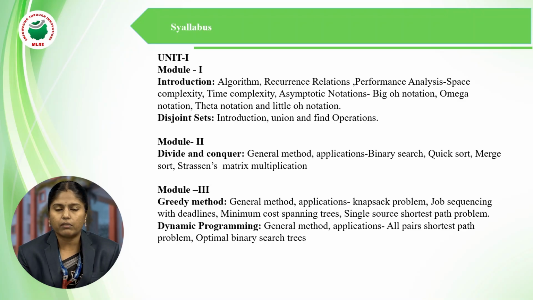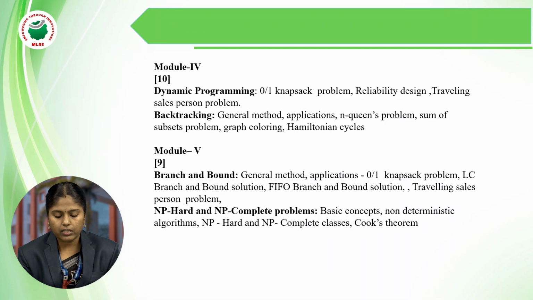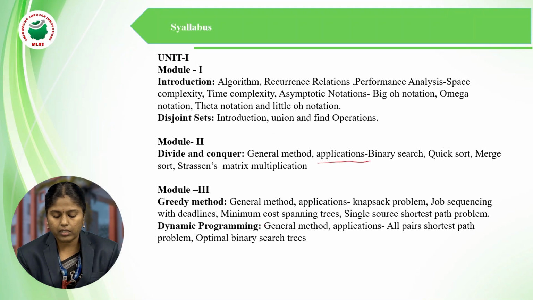The next unit is all about the divide and conquer strategy. There are various methods in this, and there are applications also. We are going to study binary search, quick sort, merge sort, and Strassen's matrix multiplication. For all these methods, we are again going to calculate the time complexity and the space complexity for these applications. The next one, the third unit, is all about the greedy method.